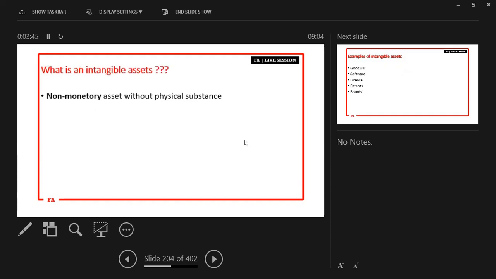So, as he has said, non-current asset refers to what? Are you able to read? What can you see? Non-what? Monetary assets without what? Physical what? Substance.